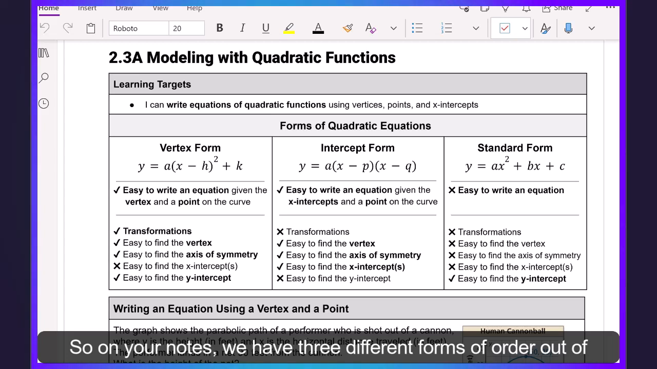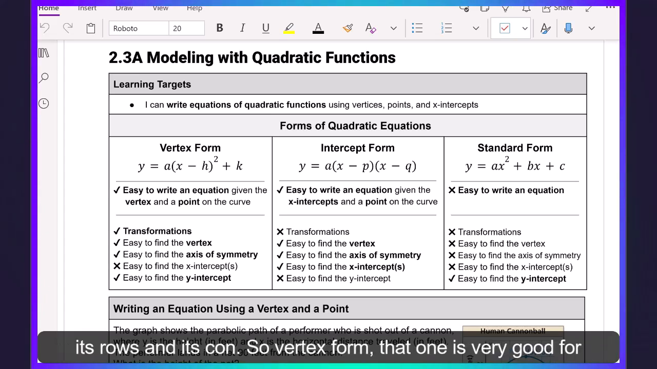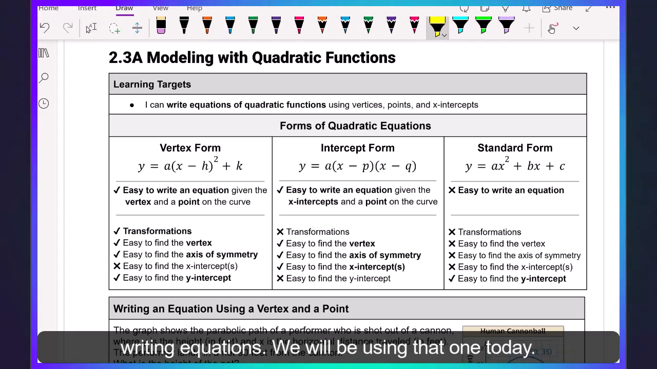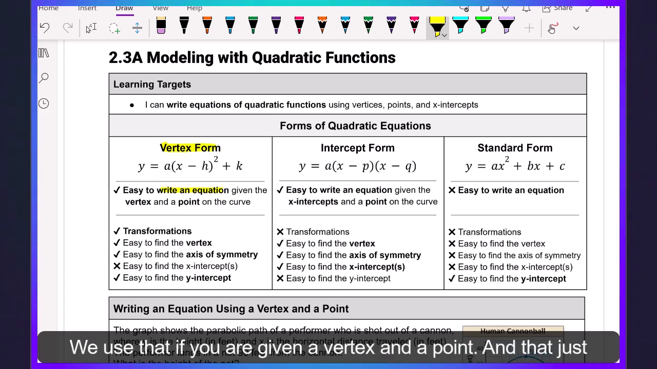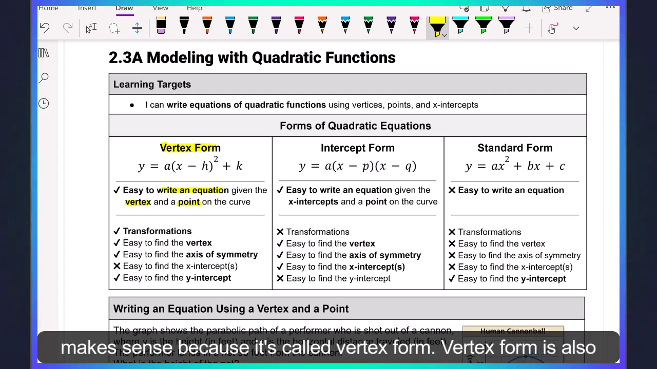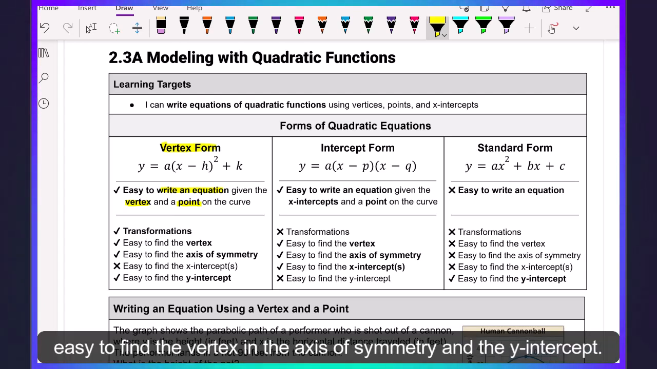So on your notes, we have three different forms of quadratic equations. They are not built equally. As you can see, each one has its pros and its cons. So vertex form, that one is very good for writing equations. We will be using that one today. We use that if you are given a vertex and a point, and that just makes sense because it's called vertex form. Vertex form is also good for transformations. It's really the only one good for that one. It's easy to find the vertex and the axis of symmetry and the y-intercept.